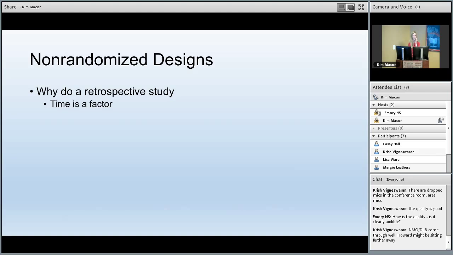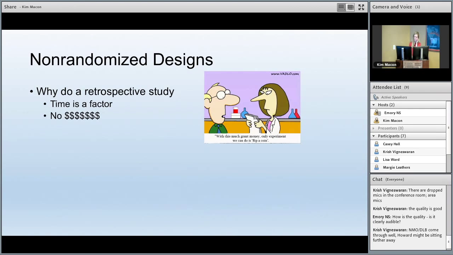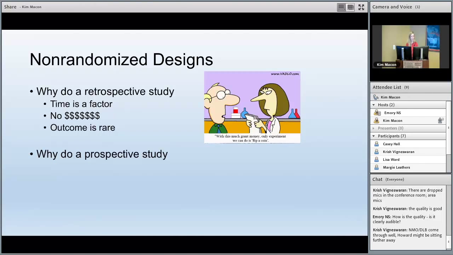Time is a factor. If it takes a long time for your outcome to happen, like remission or relapse or something like that, you may not have the time to wait to watch what happens to those people to observe your outcome. A lot of time you don't have any money, right? You can't enroll patients in a study and not pay them. You don't have clinical research staff. You don't have any kind of money to do anything. So the easiest thing to do is a retrospective study. Again, your outcome is rare. You don't want to do a prospective study when your outcome is rare because you'll spend all this money and time and then you'll realize that only 5 people died.